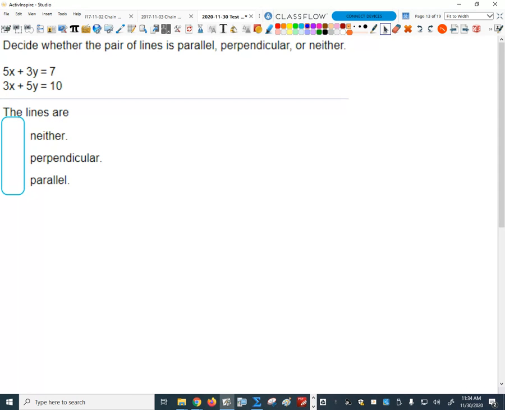Okay, so last one. Decide whether the pair of lines is parallel, perpendicular, or neither. This is a good place to stop. We'll finish this one up. Okay, so Aurelia, how are we going to know if the lines are parallel, perpendicular, or neither? What's going to tell us? If they're parallel, then the slopes are going to be the same. Good. So the slopes are equal if they're parallel. What about if they're perpendicular?